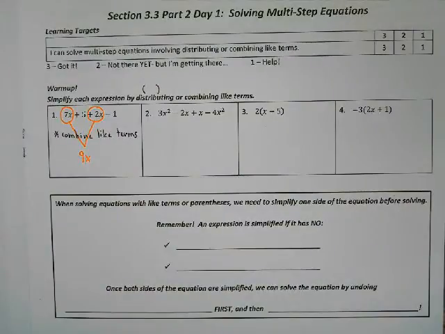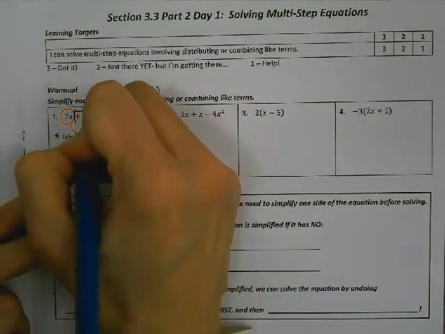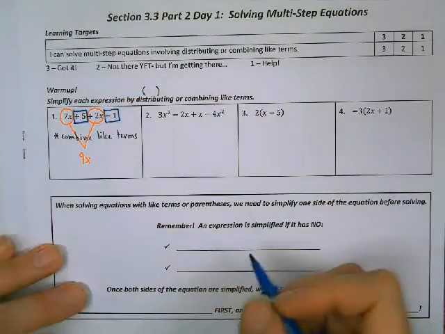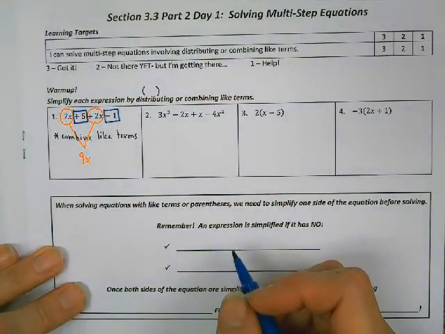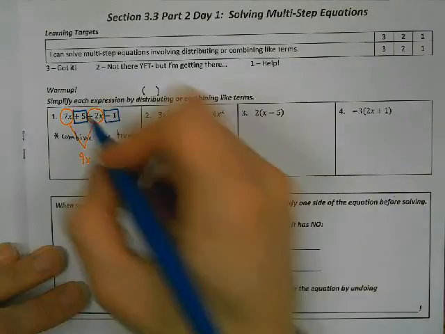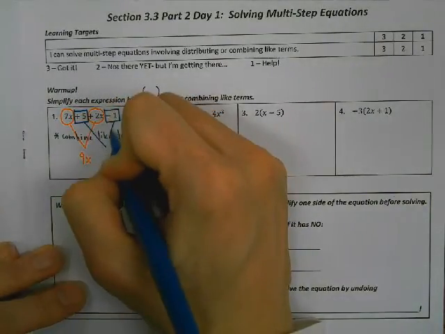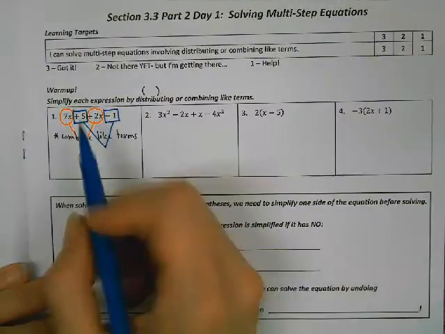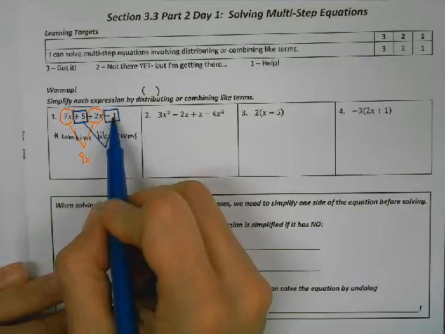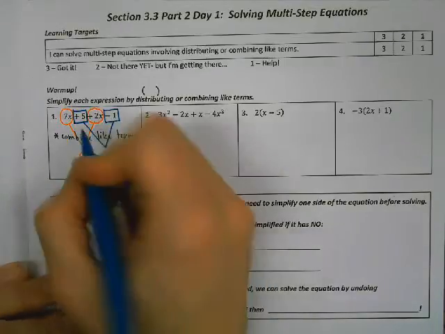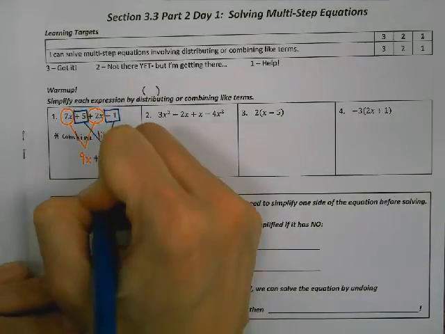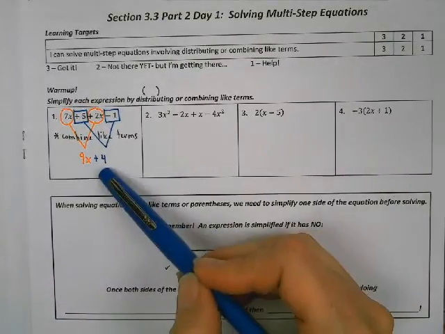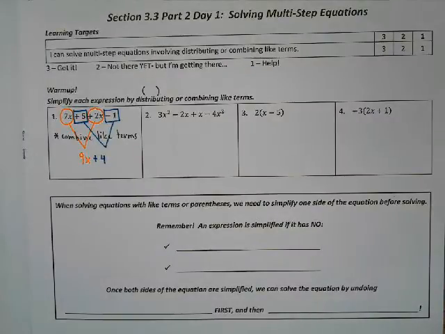So now I look at my next terms. I have a positive 5, so that's a constant term. And then I have a minus 1, which is also a constant term. And remember, constant terms are like terms as well. So I'm going to combine those. Now, I have a plus 5 and a minus 1. So in my calculator, I would do 5 minus 1. And since that's a positive 4, my term would be plus 4. And now that expression would be simplified because it no longer has any like terms.